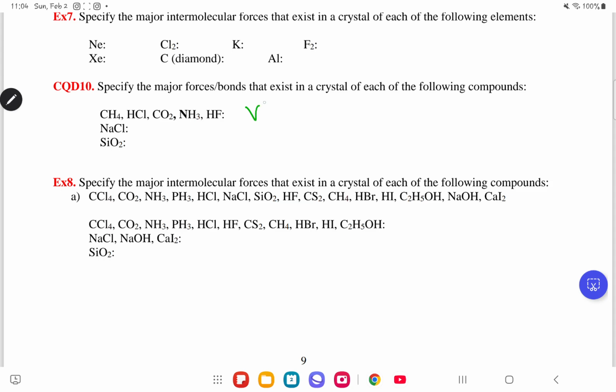So very simply, these are van der Waals forces. Okay, they have something else in the answer key. We didn't take it, so please don't worry about it. So it's only van der Waals forces. NaCl is an ionic bonding or ionic forces, and SiO2 is covalent bonding or covalent forces.